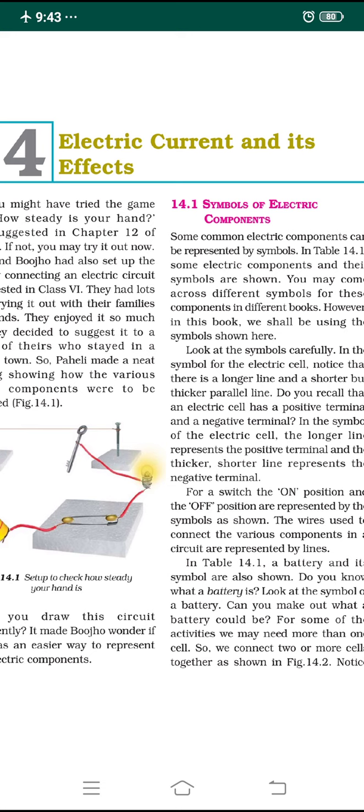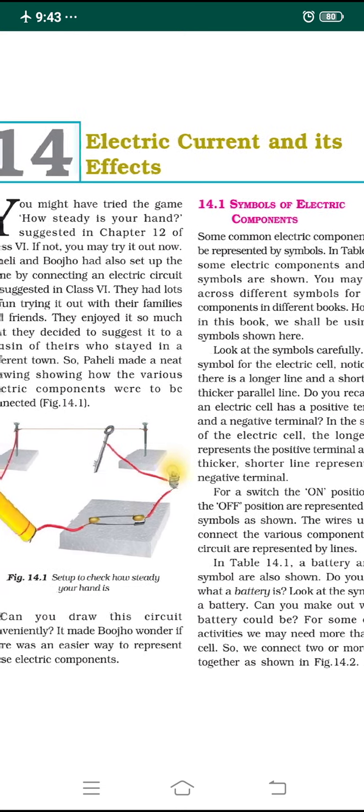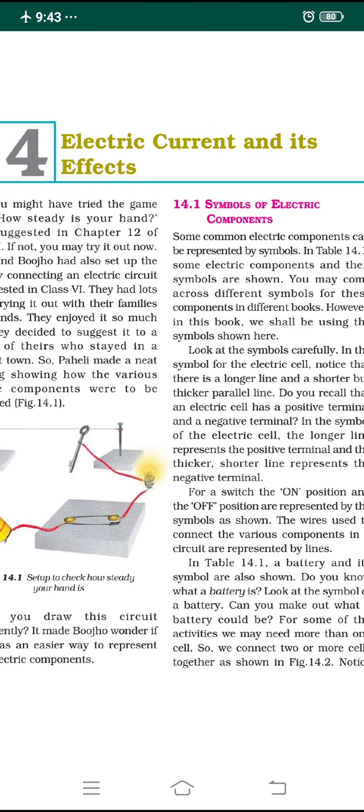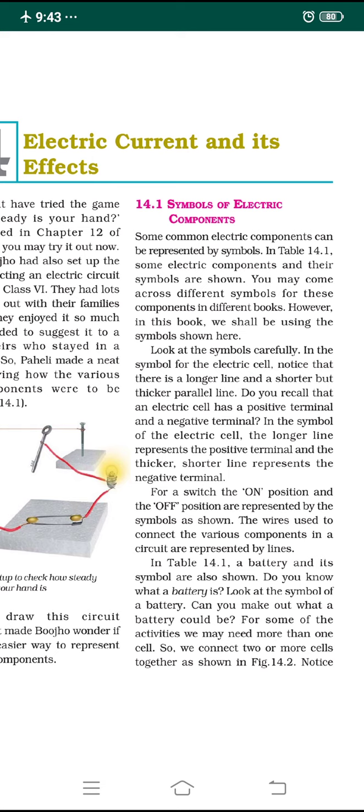Dear students, in today's class let us start with a new lesson, lesson number 14, electric current and its circuits effects. Already in 6th standard we have studied about the different electrical components and how to connect them to make a circuit. In today's class let us learn about the symbols of electrical components.